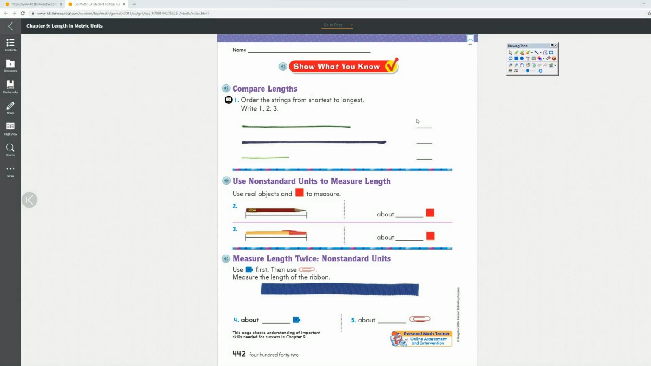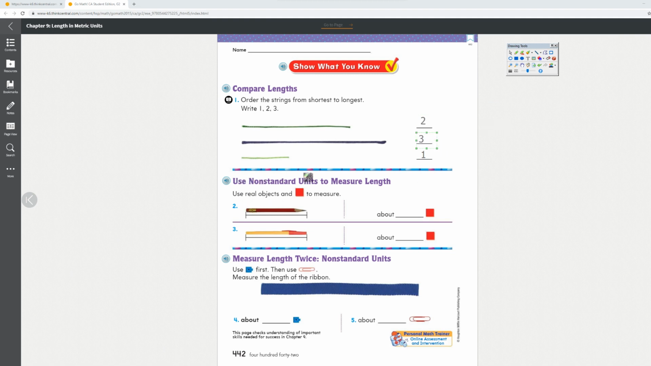Okay class, let's go over the answers. The very bottom string should be the smallest, which is 1. The very top should be the second, which is 2. And the one in the middle is the longest, which is 3.